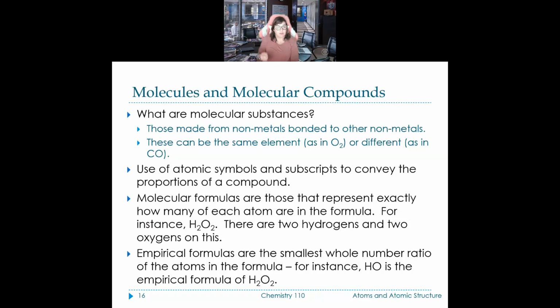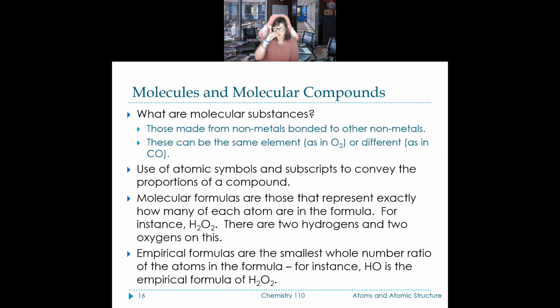We use the atomic symbols and subscripts to convey the proportion of that compound. So O2 means I have two oxygen atoms bound to each other. CO means I have one carbon and one oxygen bound to each other. Again, we'll talk about the binding later. Molecular formulas are those that represent exactly how many of each atom are in the formula. For instance, H2O2: I know that I have two hydrogens, two oxygens. That's exactly how many I have. That's a molecular formula.